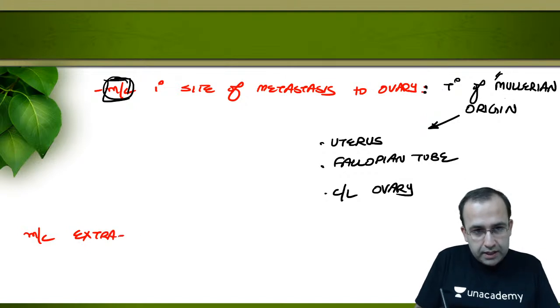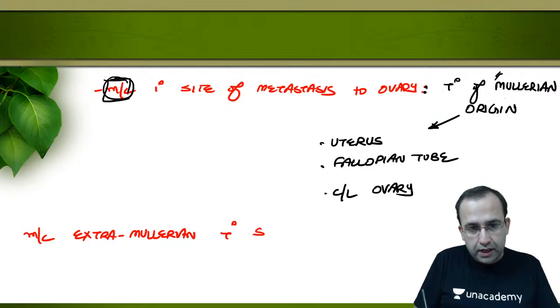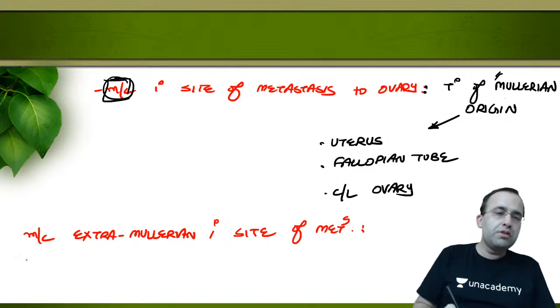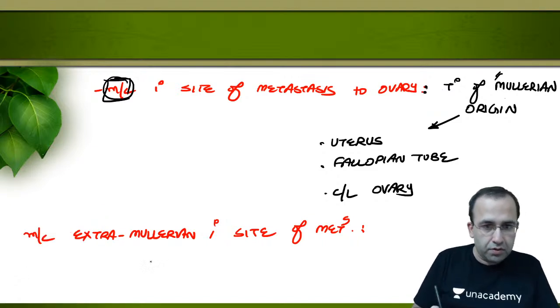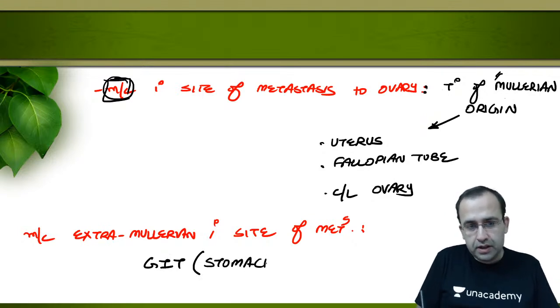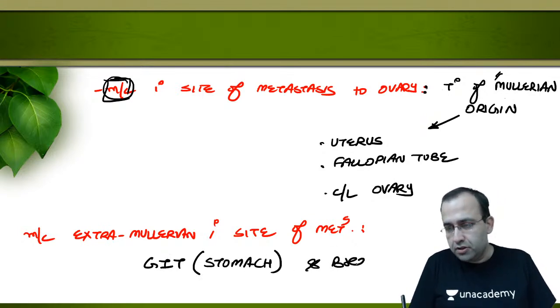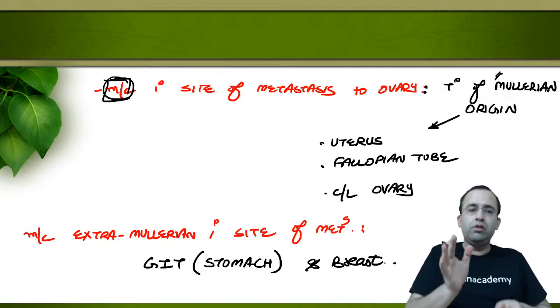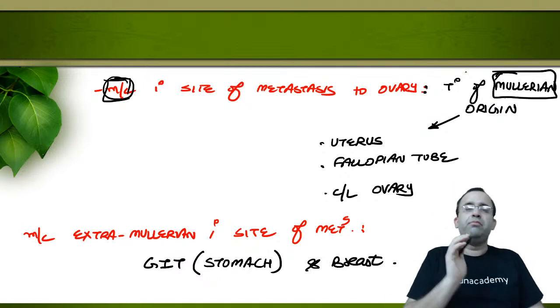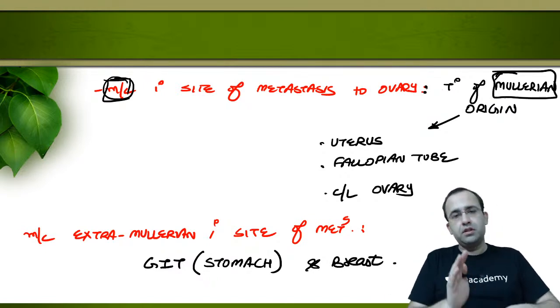Most common extramullerian primary site of metastasis to ovary. This was your answer of GIT. And in case of Krukenberg's tumor, it is the stomach and breast. So have a good look again at what the examiner is asking you. Do not forget the tumors of Mullerian origin. That is what I wanted to discuss.